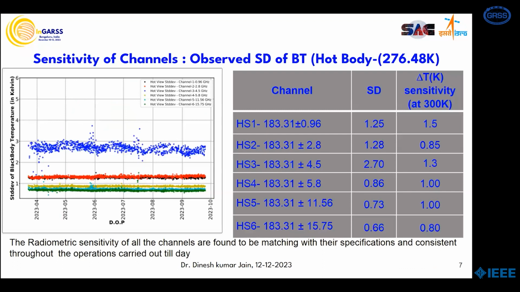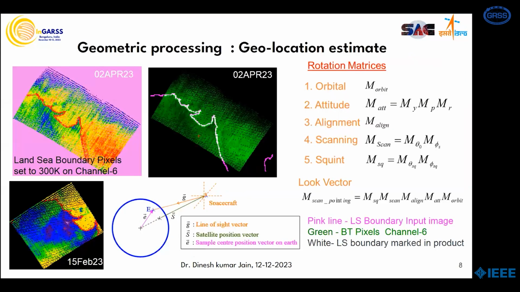The radiometric sensitivity of all the channels is validated using the brightness temperature of the reference black body onboard. The brightness temperature of the reference black body corresponding to all the channels is estimated using the linear model mentioned in the previous slide. The estimated sensitivity of the channels confirms the specification and is consistent throughout the operation carried out to date. The geolocation estimate corresponding to a given footprint is processed by computing the intersection point of its line of sight vector with the Earth ellipsoid. The accuracy of geolocation is validated using the land-sea boundary feature, which is clearly visible in video data.